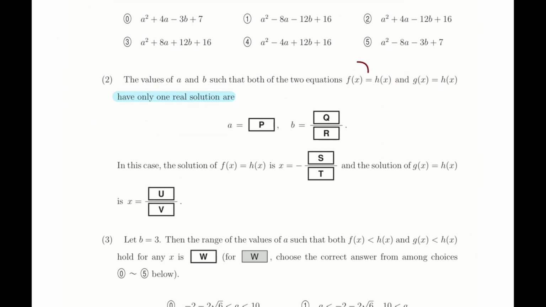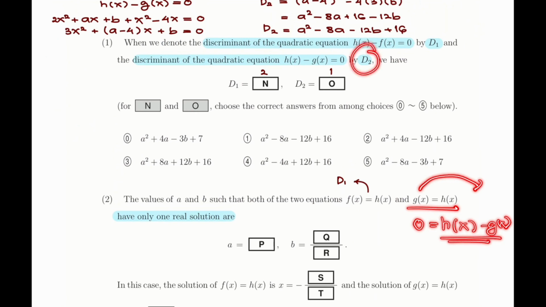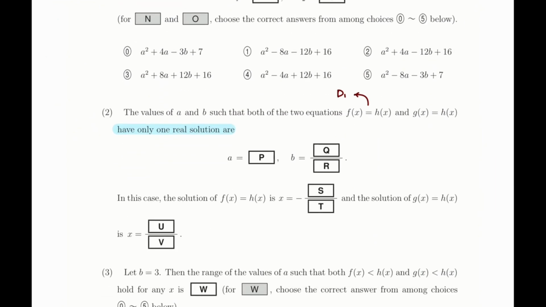The discriminant is d1. And then the discriminant of this quadratic equation is d2. As you can see here, if you move g to the right hand side, then you will get 0 equals to h of x minus g of x. The discriminant of h minus g is equal to d2. So we already found the discriminants of these two equations.